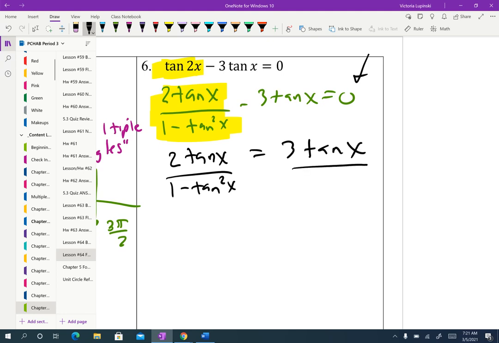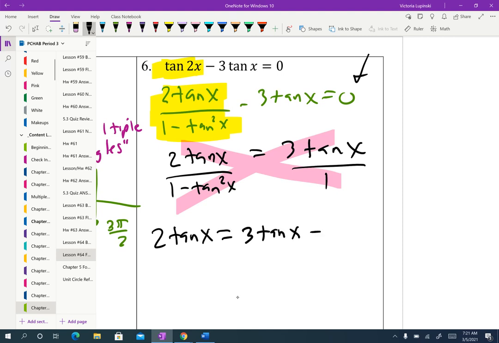Then again, I notice that I have a fraction on the left and a non-fraction on the right. The easiest way to get rid of those fractions is to cross multiply. So I'm going to go ahead and cross multiply. When I do that, I'm going to get that 2 tan of x is equal to 3 tan x minus, careful, 3 tan cubed x.